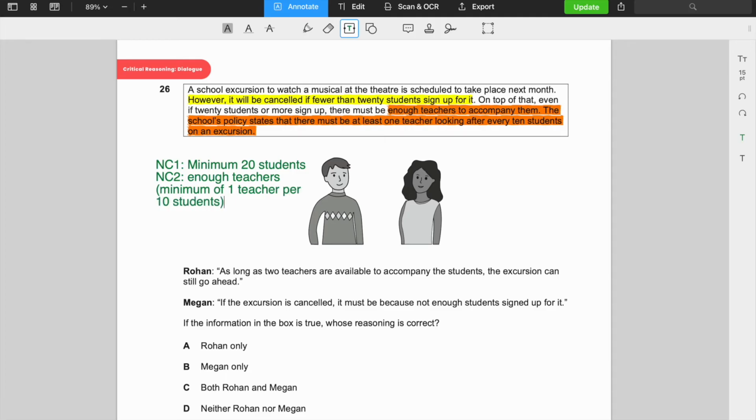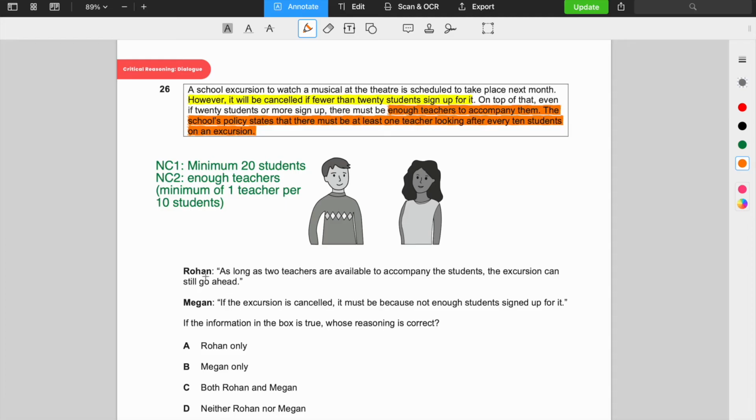Okay, as per the school's policy, let's go through the statements. Rohan: as long as 2 teachers are available to accompany the students, the excursion will still go ahead. He's wrong on so many levels. First of all, what if there's 40 students? Then you'll need 4 teachers, right? So we don't know how many students will sign up. What if there's an overwhelming number of students who've signed up, and still, if we had 2 teachers, that would not be sufficient, right? So that would mean necessary condition 2 fails.